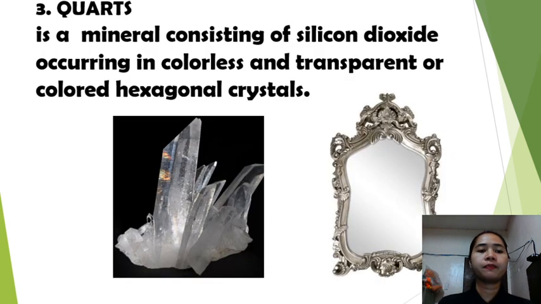Okay, next, quartz. Quartz is a mineral consisting of silicon dioxide occurring in colorless and transparent or colored hexagonal crystals. This is the structure of quartz, while this is a use of quartz, the mirror. Okay, next.